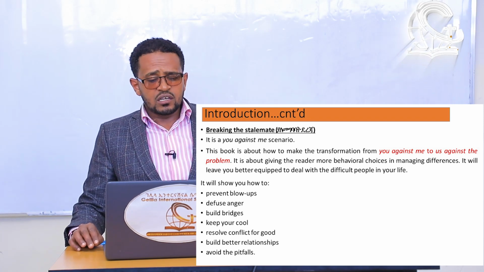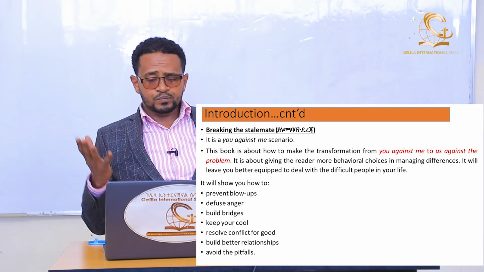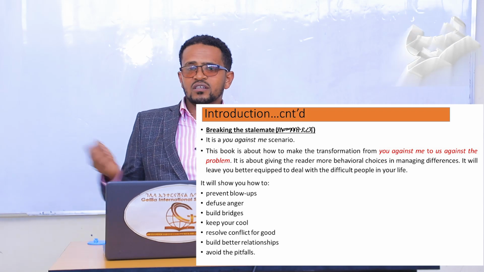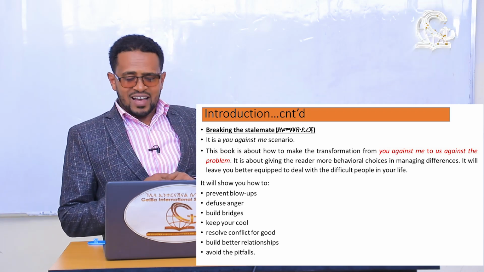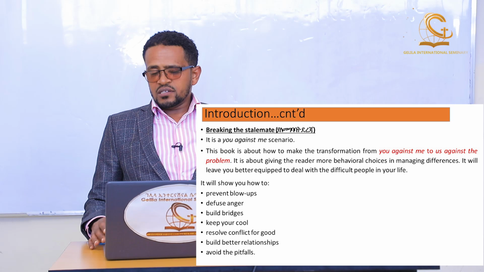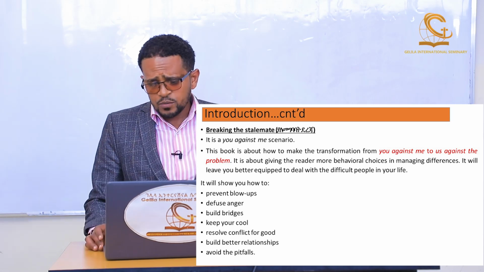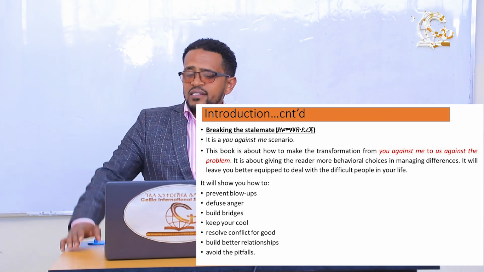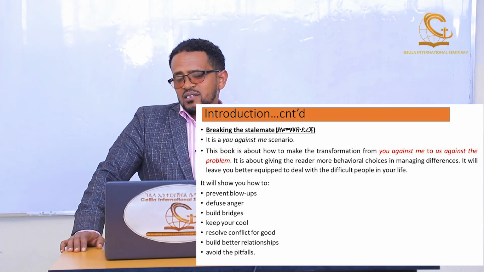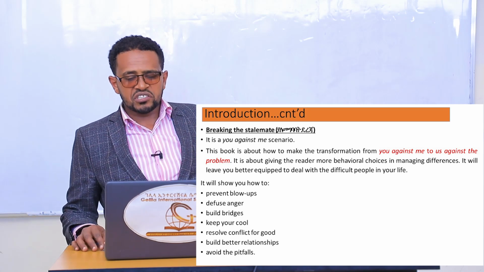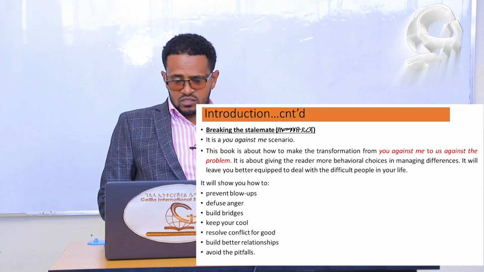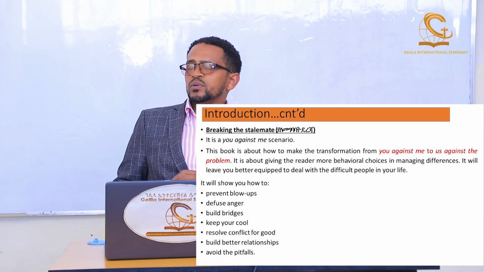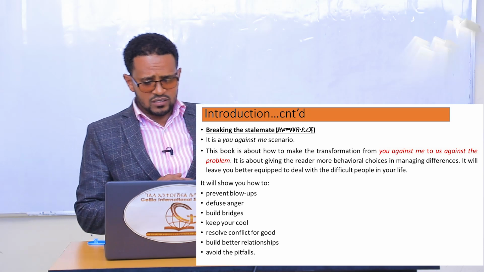This book teaches how to make the transformation from you against me to us against the problem. This is a very important issue. Until the end of the course, we have to carefully grasp the content with the perspective of you against me to us against the problem. It is about giving the reader more behavioral choices in managing differences. This course will leave you better equipped to deal with difficult people in your life. So the course is very important.